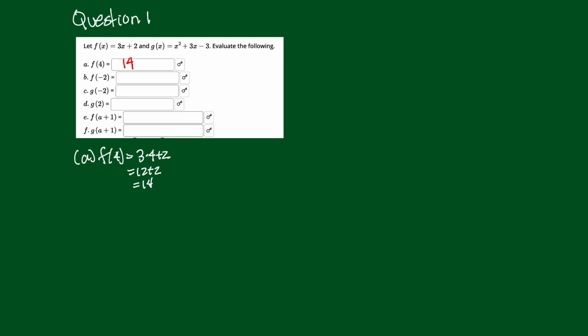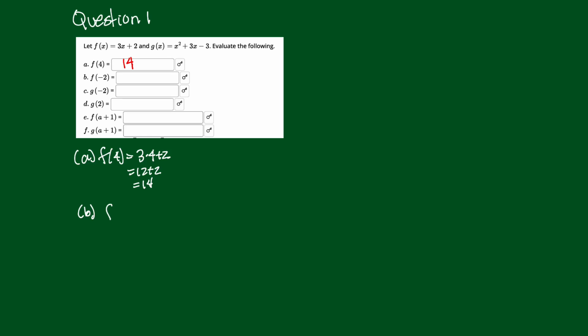What it says to me is this. When the input is 4, the output, that whole collection of symbols, is the output. When the input is 4, the output is 14. So you put in a 4, you get out a 14. Now, part B. In part B, we want f of negative 2.